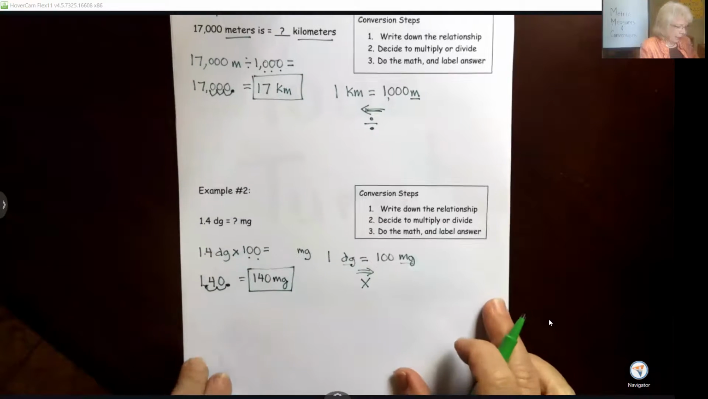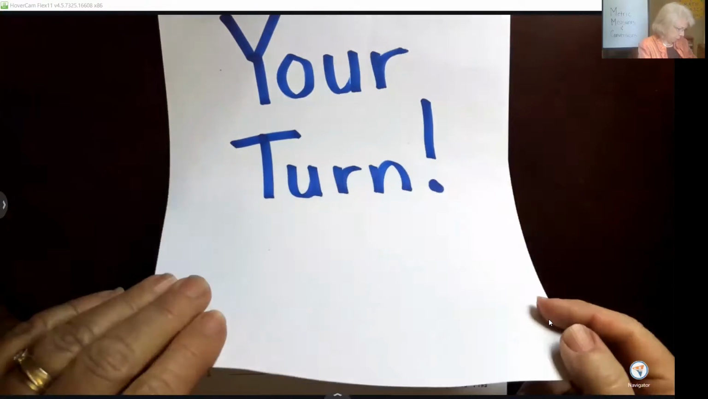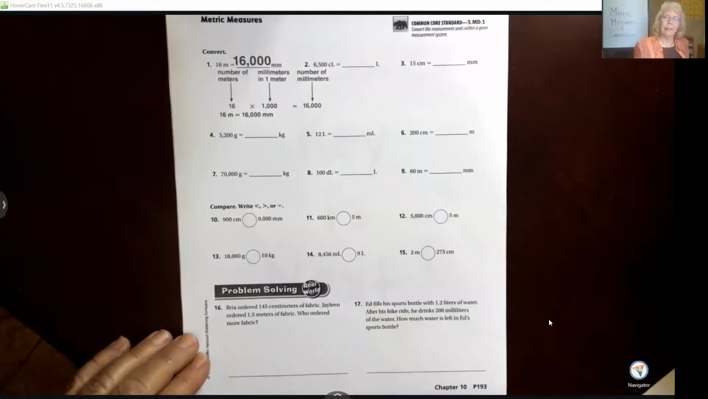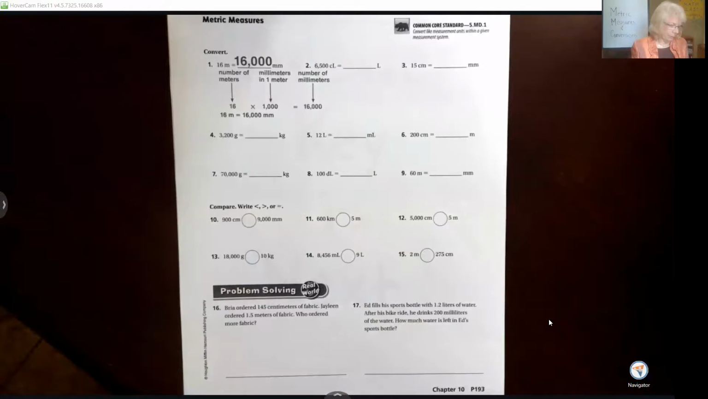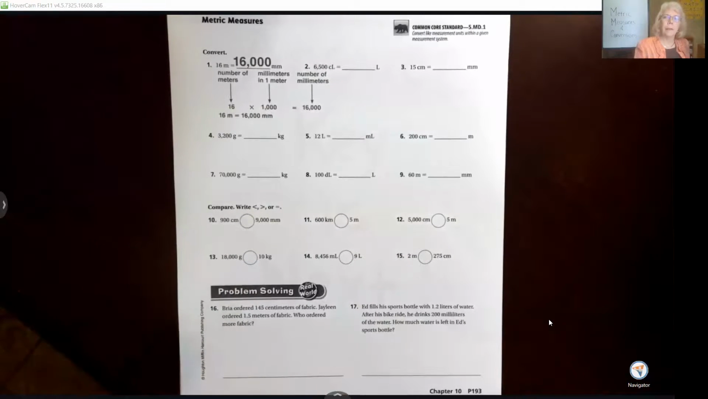Okay, next it is going to be your turn. So pause the video, make sure you have a piece of paper and pencil to work these out. And first I'll give you your problems, and then I'll give you your answer key. So here is the problem set. This is from the practice page in the homework book.